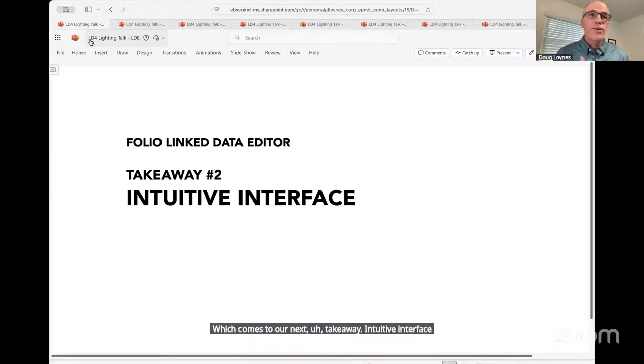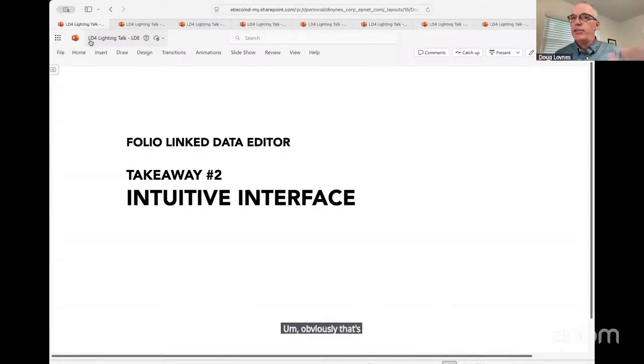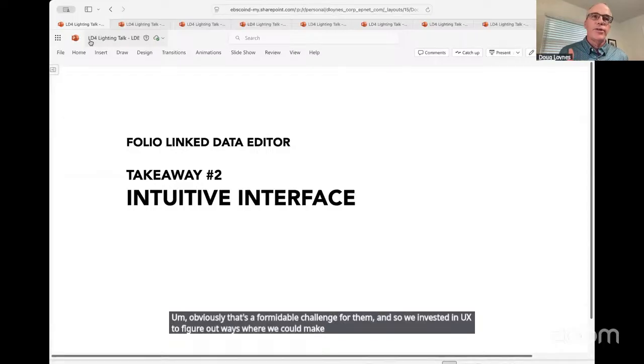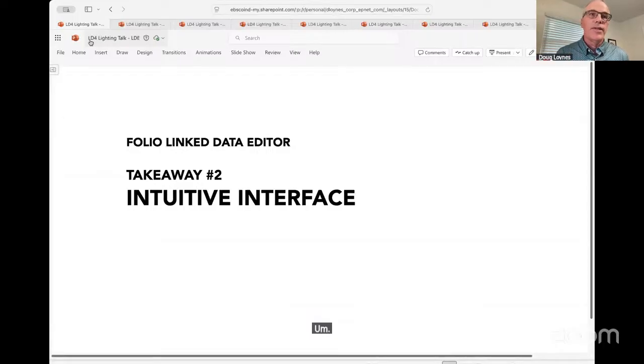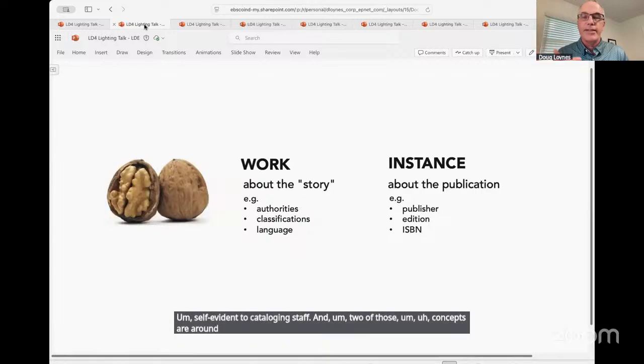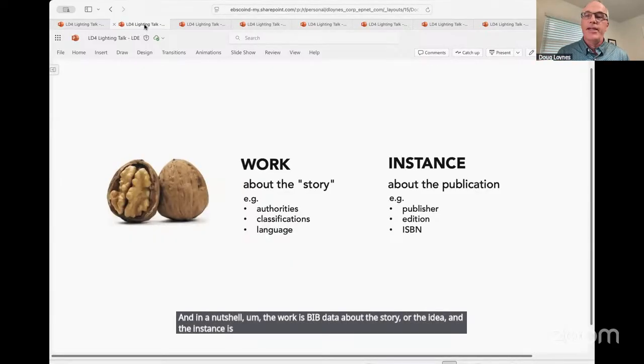When we approach this project, we're thinking about libraries who want to adopt linked data. Obviously, that's a formidable challenge for them. And so we invested in UX to figure out ways where we could make linked data principles self-evident to cataloging staff. And two of those concepts are around work and instance. And in a nutshell, the work is bib data about the story or the idea, and the instance is bib data about the publication itself.